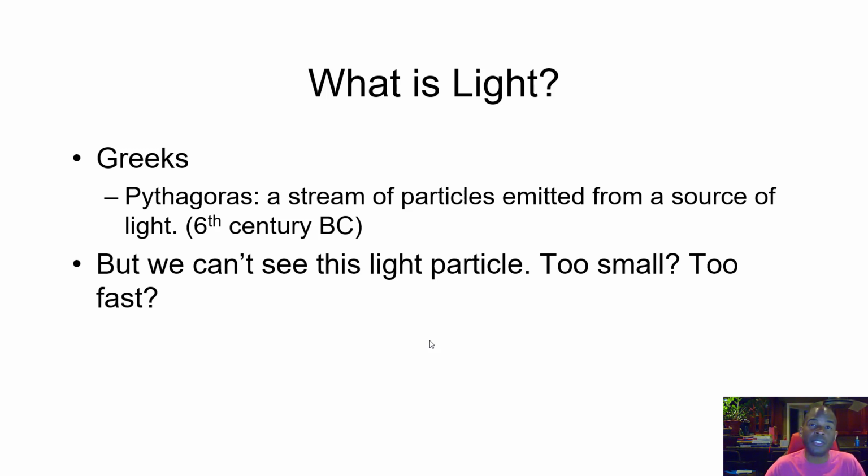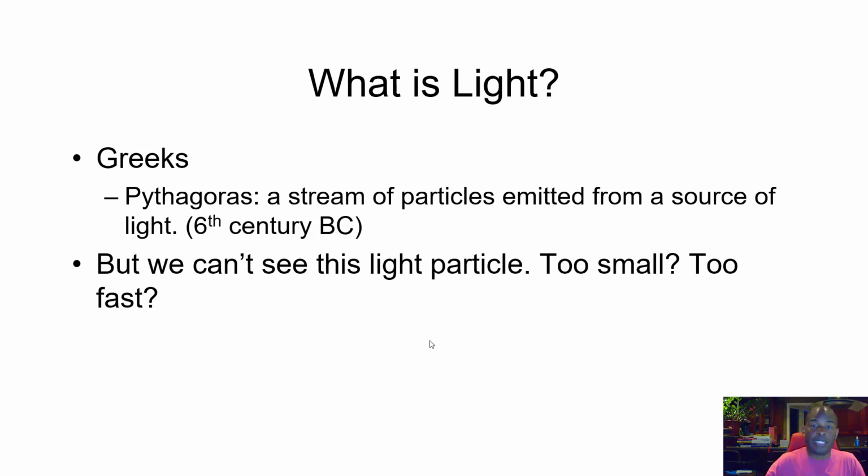So how many years ago was that? Right now we're in 2020. 6th century BC is 600 years BC. So 600 plus our 2020, that's about 2,700 years ago. That's how long ago Pythagoras was alive. And he, the ancient Greeks, tried to answer that question.